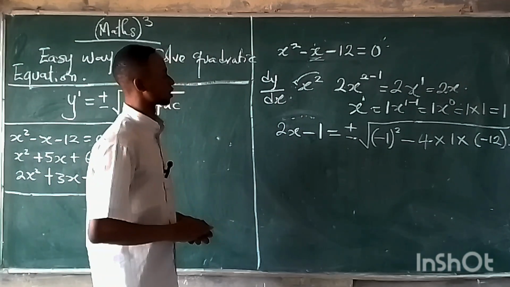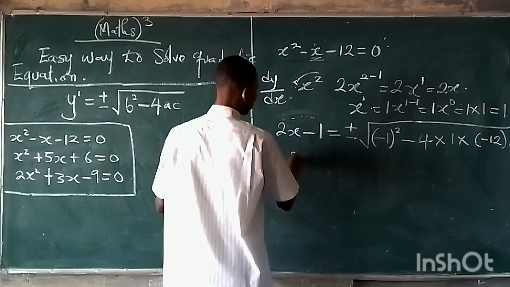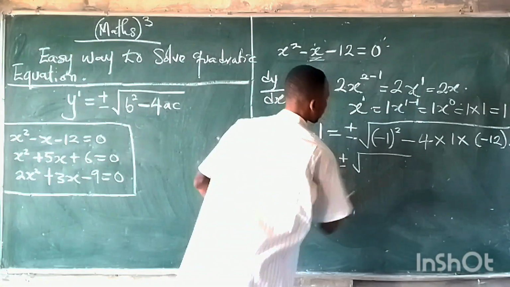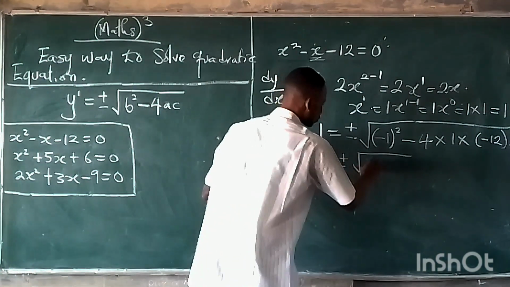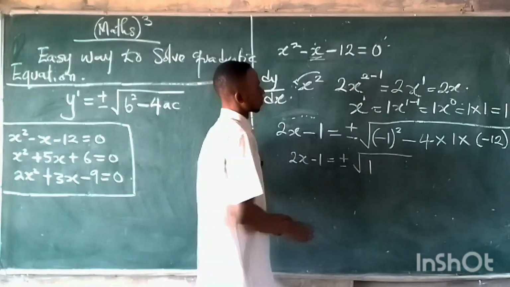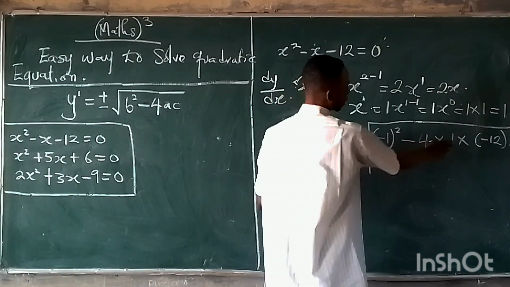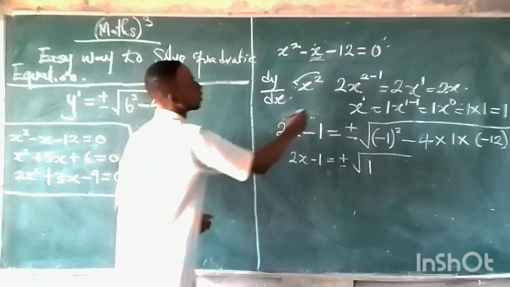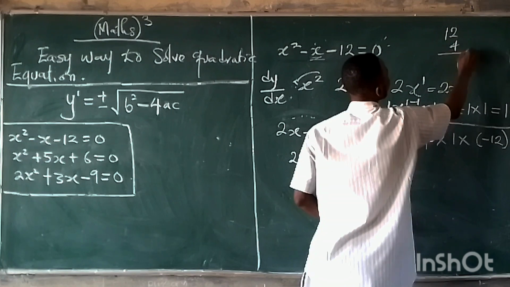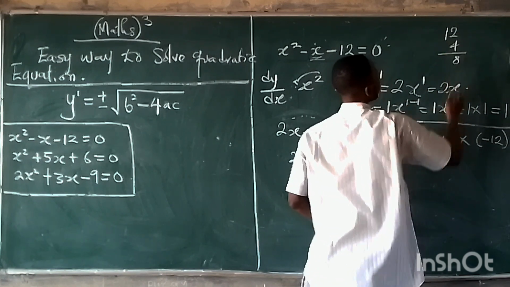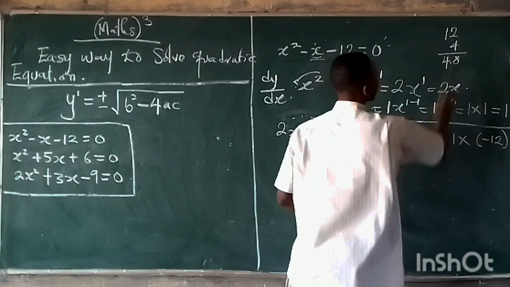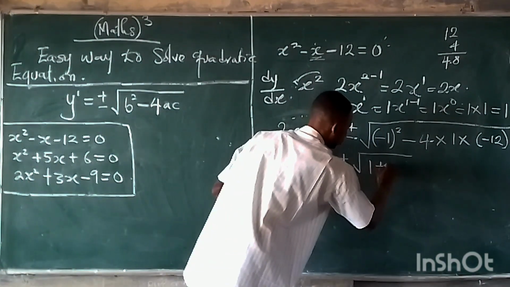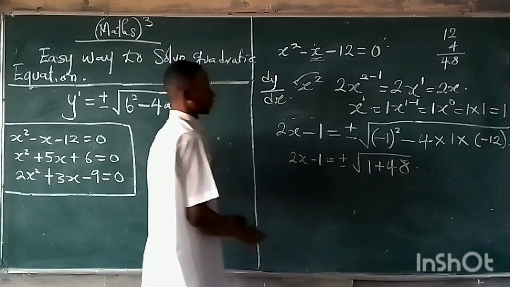So this is how this is being done. Then you go further by saying 2x minus 1 equals plus or minus the square root of minus 1 raised to the power 2, which is going to give you 1. And here there's a minus: 4 times 1 is 4, 4 times 12, 4 times 2 is 8, 4 times 1 is 4, that is 48. Minus times minus will give you plus, so I'm going to have plus 48 here. That's how we get to that point.